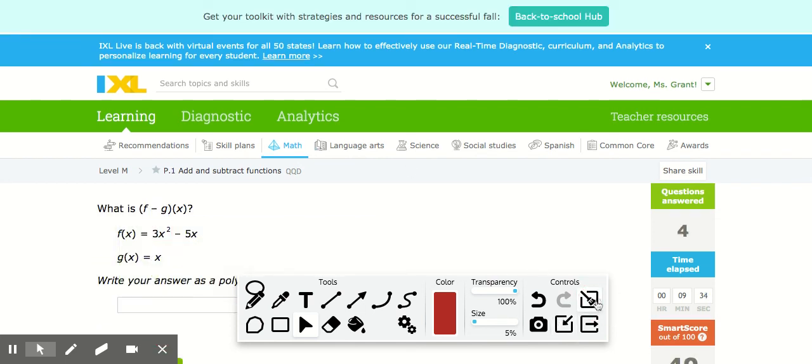So that's what you need to do when you're adding or subtracting functions with the Desmos activity.